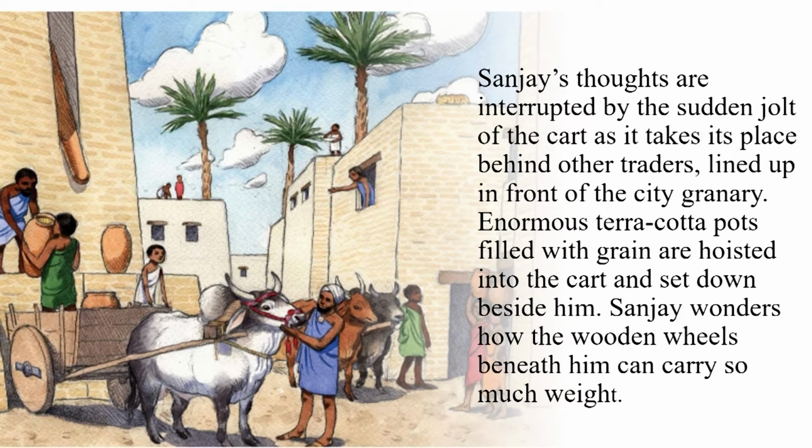Miss Tiffany, what is terracotta? Terracotta is a brownish-orange clay used by ancient civilizations to make pottery.